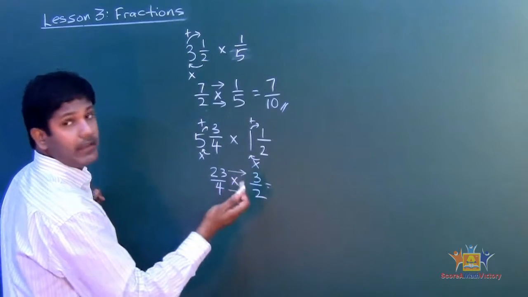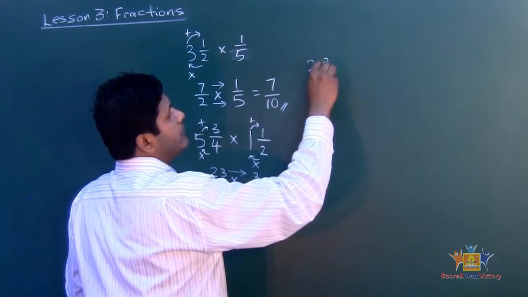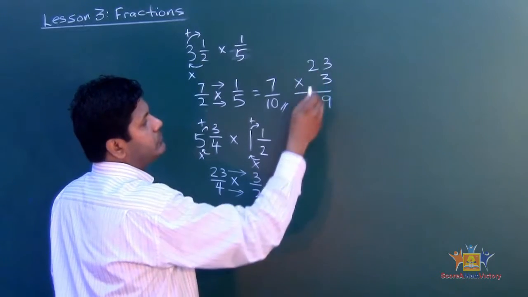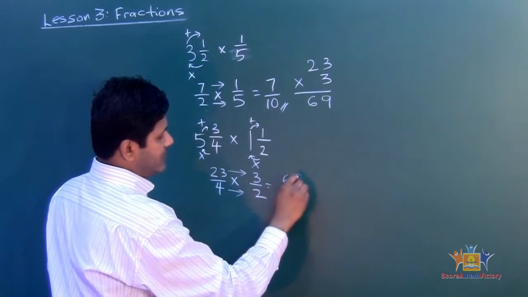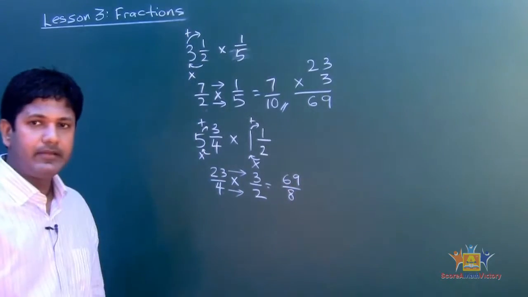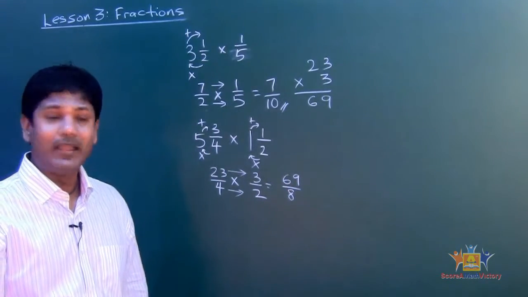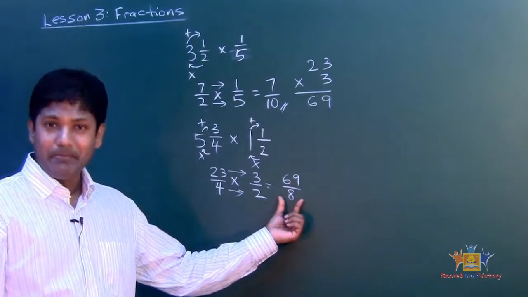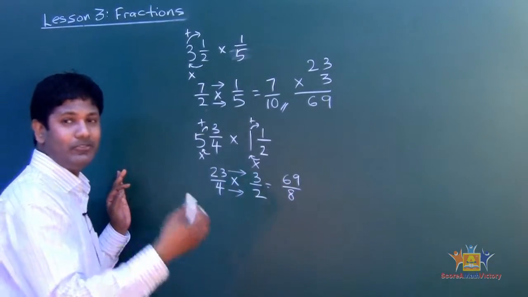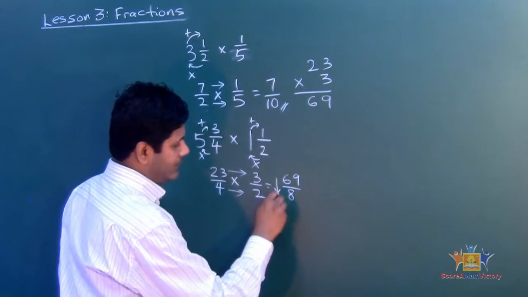So 23 times 3 is outside our timetable. So I'm going to use the long multiplication method. 3 times 3 is 9. 3 times 2 is 6. So that gives me 69. 4 times 2 is 8. Am I done? Definitely not. Why? Because this is in the form of an improper fraction. The numerator is greater than the denominator. So I'm going to use the arrow down method and simplify it.